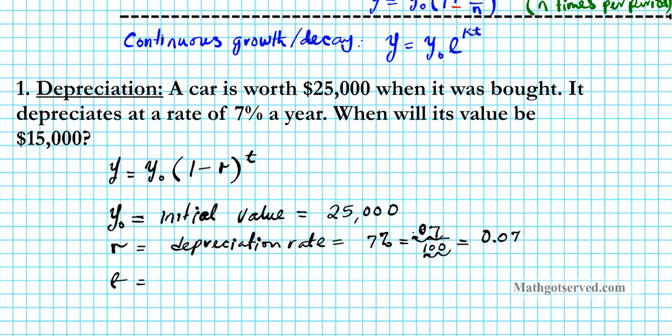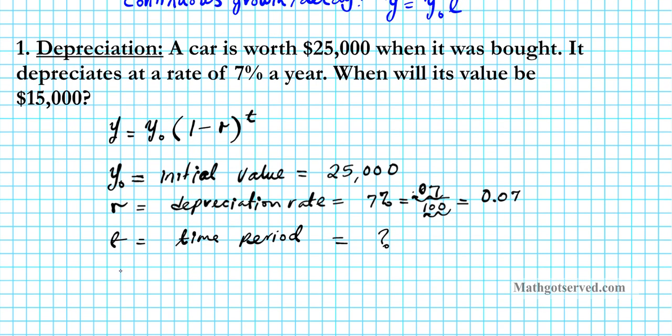t is the time period that we're looking at for how much the car depreciated. In this case, we do not know. That's what we're looking for. And y is the final amount, the final value after depreciating for a period of time t. In this case, the final value is $15,000.